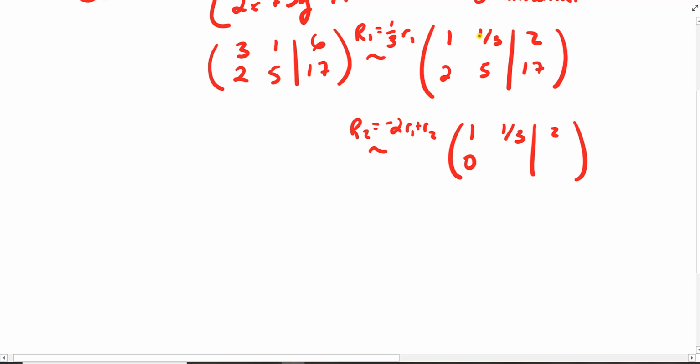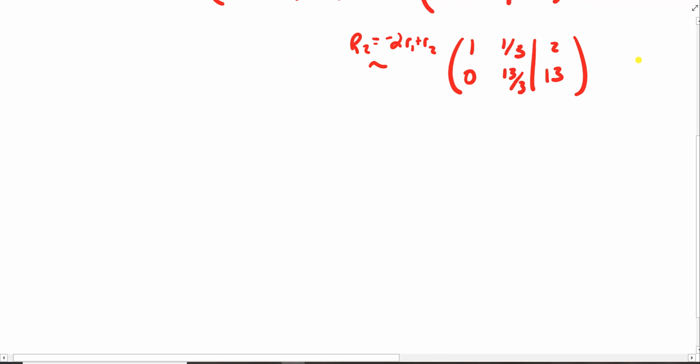This is going to give me, when I multiply 1/3 by -2, -2/3 plus 5. Well, that's -2/3 plus 15/3, or 13/3 for that entry. Then we'll multiply the number 2 by -2. That gives me -4. Added to 17, that gives me 13. So again, 2 times -2 is -4, added to 17 gave me 13 there.